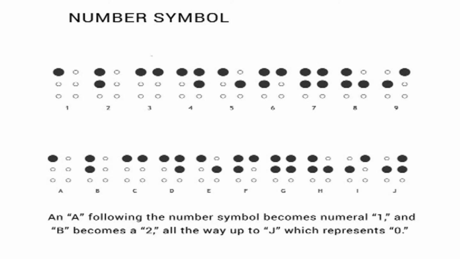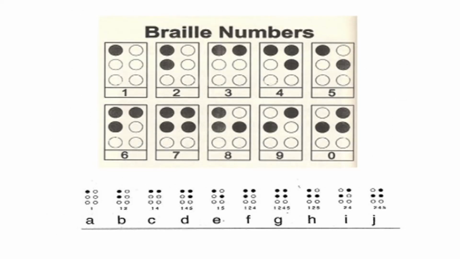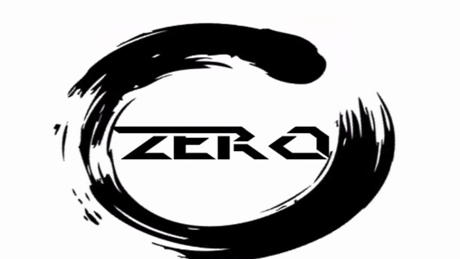This is the 3 dots of the right column along with the bottom dot of the left column, making a shape like the backward L in English. The number symbol can be followed with the symbols generally denoting A through J, and A following the number symbol becomes numeral 1 and a B becomes a 2 all the way up to J, which represents 0.